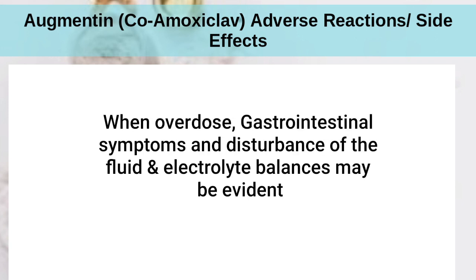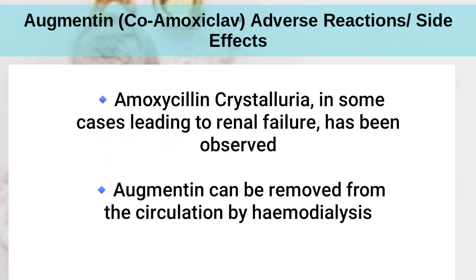Okay, so when it's about overdosage of Augmentin, the gastrointestinal symptoms and the disturbance of fluid and electrolyte balances may be evident. The gastrointestinal symptoms may be treated symptomatically with attention to the water and electrolyte balance. Amoxicillin crystalluria, in some cases leading to renal failure, has been observed. Augmentin can be removed from the circulation by hemodialysis.